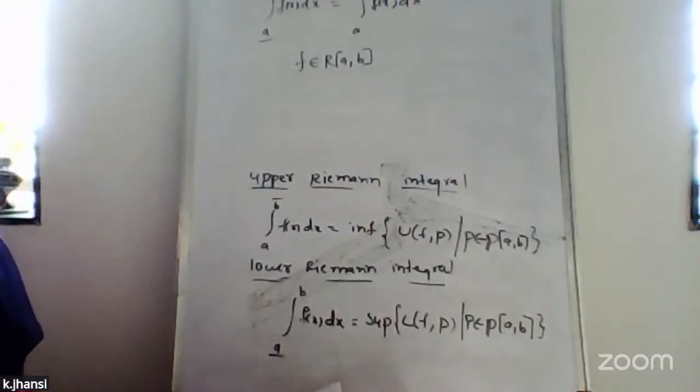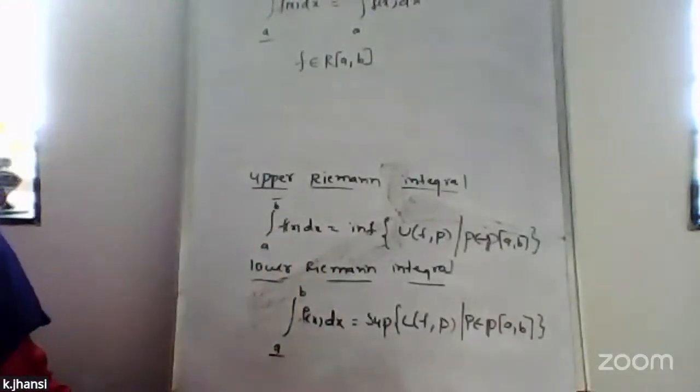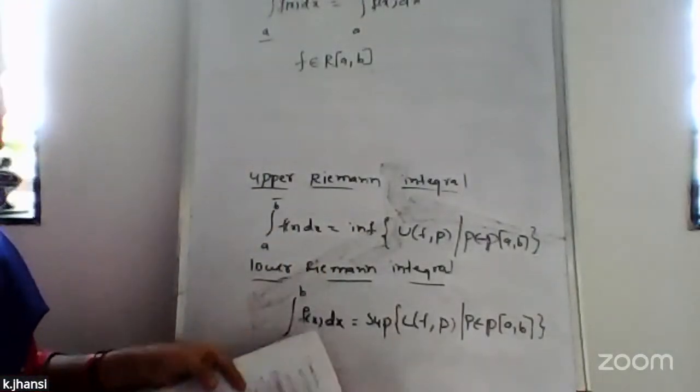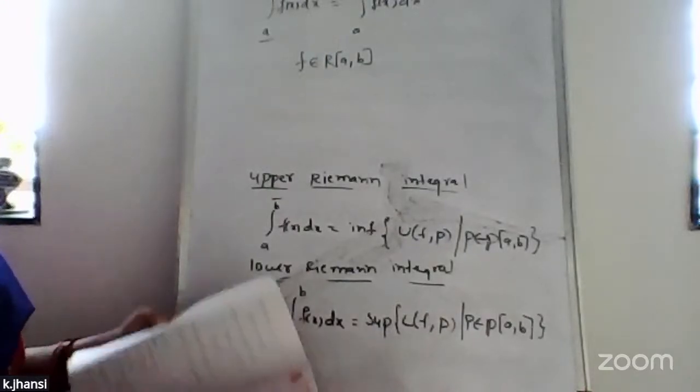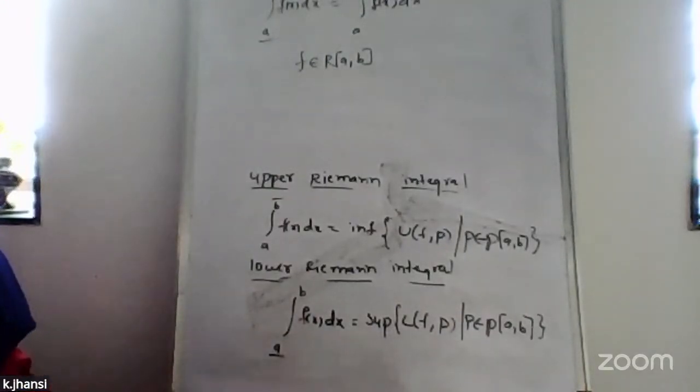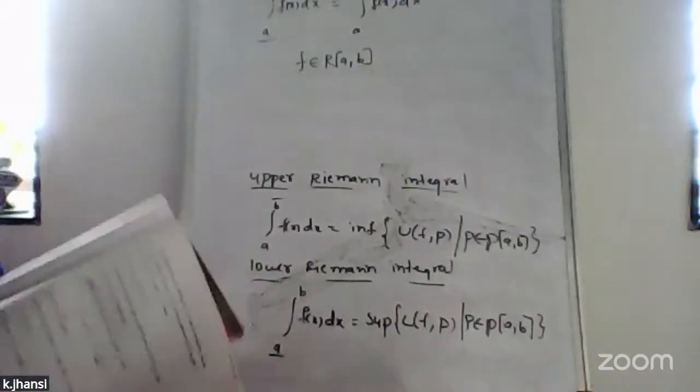The statement is: a bounded function f mapping from a closed interval a comma b to R is Riemann integrable if and only if for any epsilon greater than 0 there exists a partition P of the closed interval a comma b such that U of P, the upper Darboux sum, minus the lower Darboux sum is less than epsilon. This is the main condition to tell that any function is Riemann integrable. Okay. One more important thing is the Darboux theorem. Its statement and also proof will be asked in the examination.